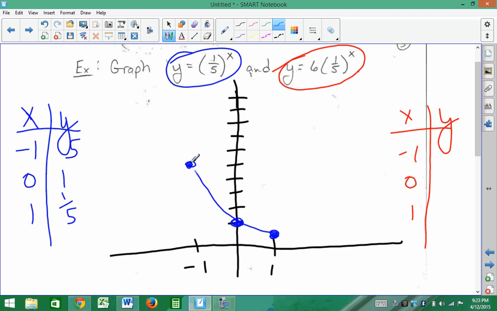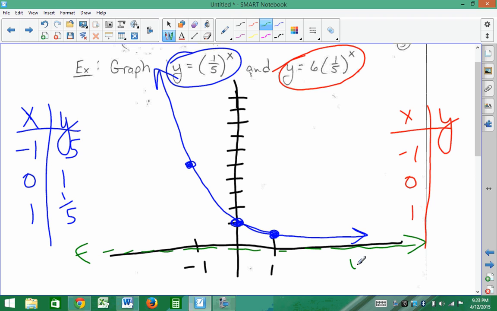Okay, if we connect those up, definitely looking like a decay. And we'll be approaching that, put it in green, horizontal asymptote at y equals 0. Alright, so this one might be easier to think about by just plugging in numbers and actually working it out.